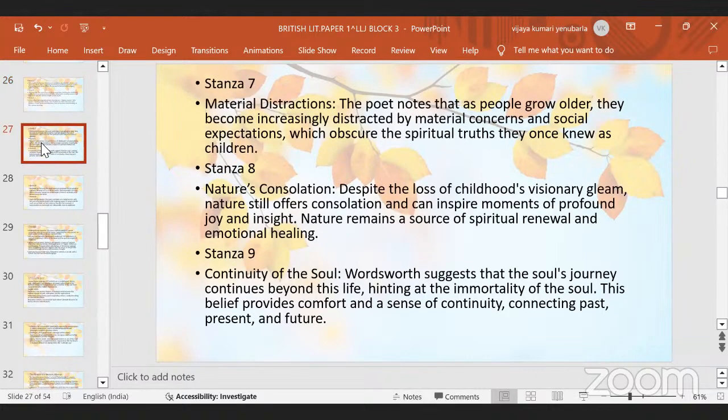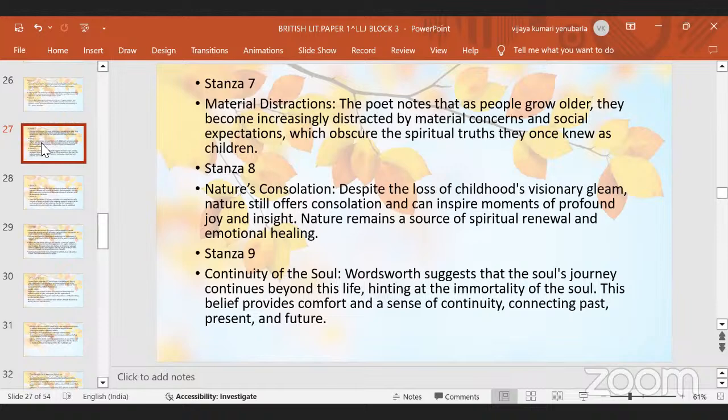So, next stanza, material distractions. The poet notes that as people grow older, they become increasingly distracted by material concerns and social expectations, which obscure the spiritual truths they once knew as children. So, material distractions are spoiling youth. When we are growing older, we are getting so many material distractions from this world.